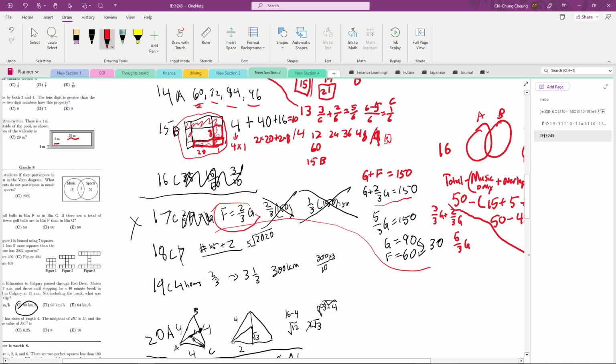And then F is equal to 2/3 of 90, and that's equal to 60, so the difference is 30. Yeah, so it's C.